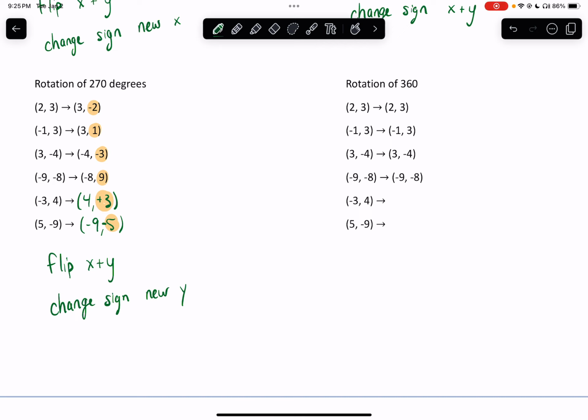And then the very last one, a rotation of 360 degrees, it doesn't change at all. 360 degrees just brings it back to where it started from. So nothing changes.